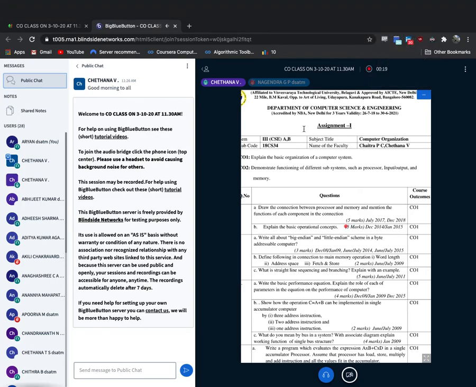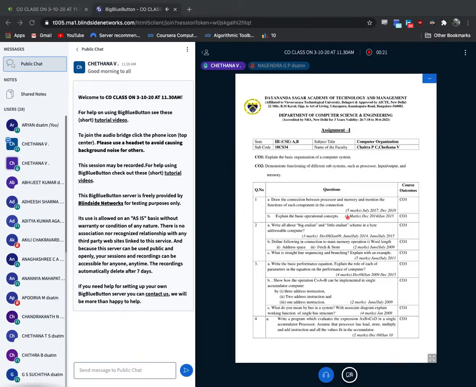Memory, and mention the functions of each component. You're already aware of it, right? You don't have any problem with this question, I felt. It's very simple. You should write the diagram and explain all the components. Okay.